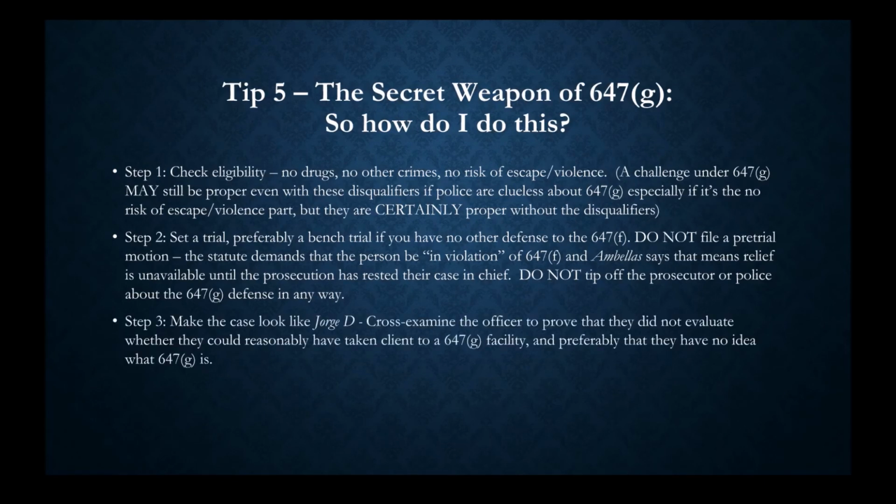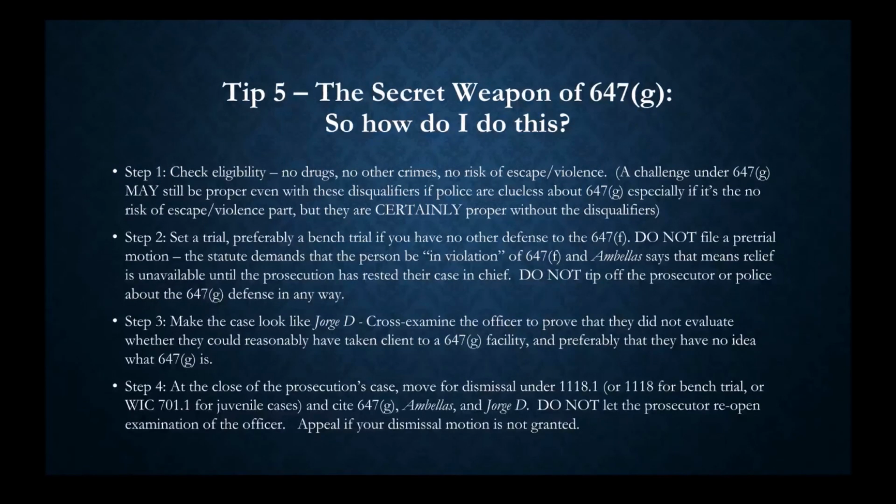Then you make the case look like Jorge D, which we just talked about. You cross-examine the cop to prove that they didn't evaluate whether they could have taken the client to the suitable facility, and preferably that they have no idea what that statute even is. And then at the close of the prosecution's case, you move for dismissal under 1118.1, or 1118 for bench trial, Welfare and Institutions Code 701.1 for juvie cases, and then you cite the 647G statute, the Ambellis case, the Jorge D case. The prosecutor almost certainly will try to reopen as soon as they realize what you've done, so they can coach the cop back through and remedy their testimony.